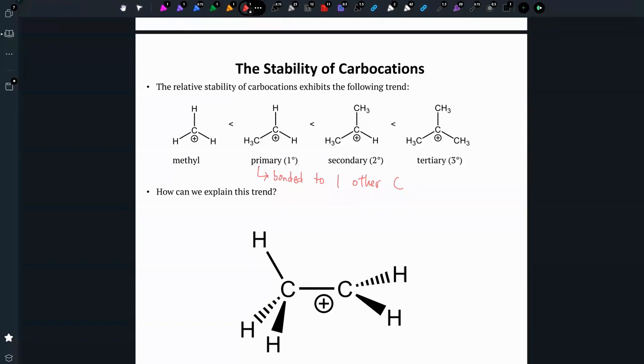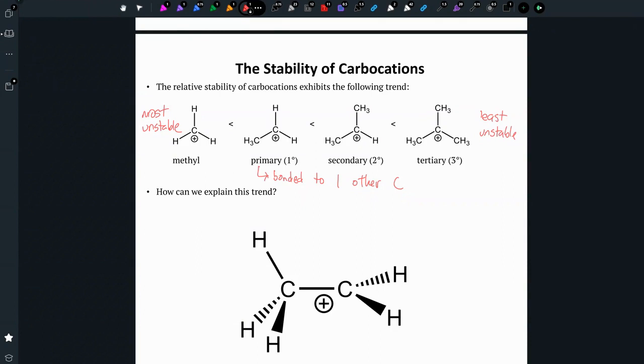Secondary being bonded to two other carbons, tertiary being bonded to three other carbons. And it turns out, again, the methyl is the most unstable, and the tertiary would be the least unstable of these in this group. So it turns out having those carbons next door somehow makes the carbocation less unstable.